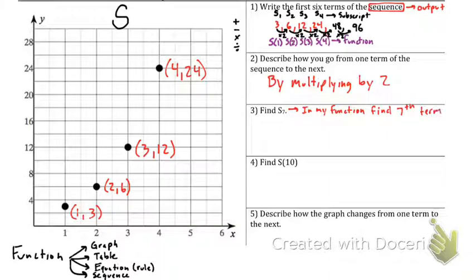Or in other words, the 7th number on the list. Okay? So if you look back to number 1, we have S1, S2, S3, S4, S5, S6. And how would I find S7? So let me rewrite the sequence here.